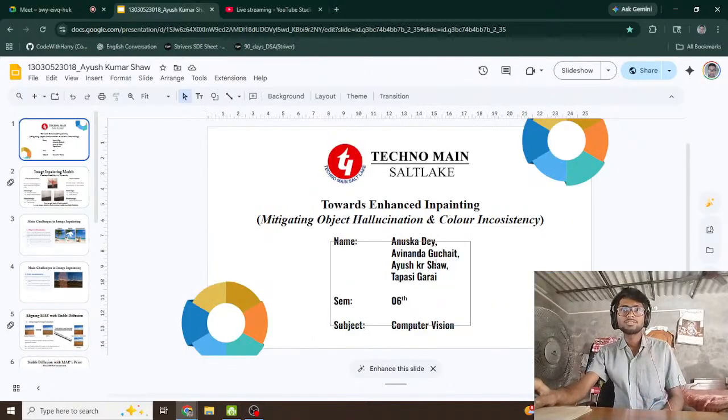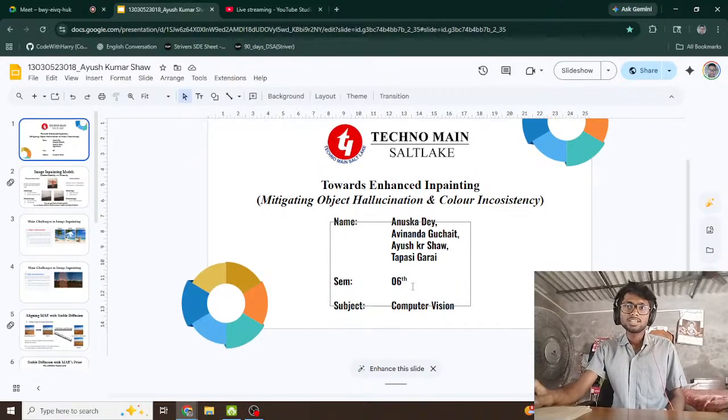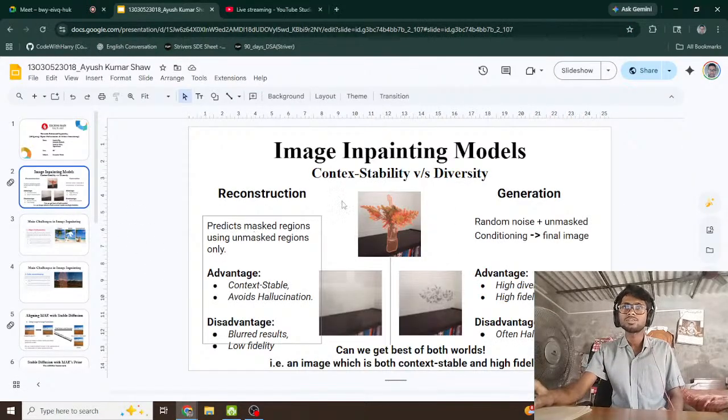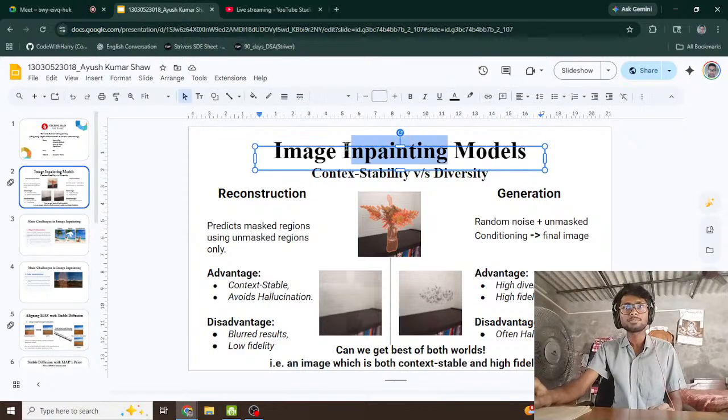Our topic was towards enhanced inpainting. Our team members include Anushka De, Avinanda Guchait, Ayush Kumar Sao, and Taposhi Gare. Basically, inpainting refers to the process where, given a marked region and the unmarked context, we have to predict the marked region based on the unmarked context.